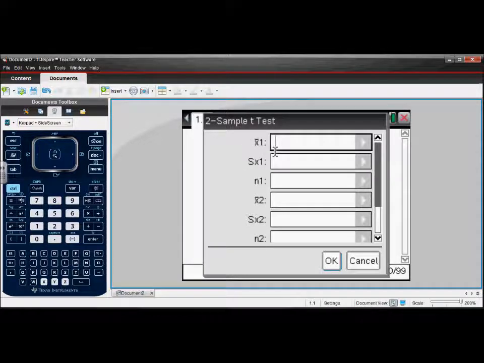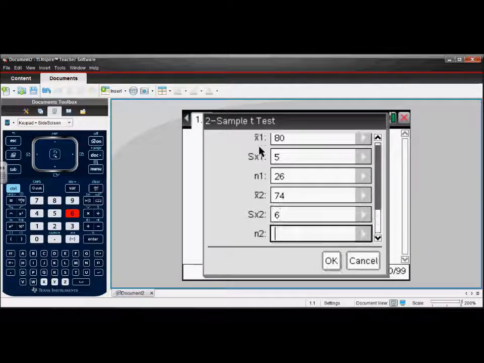So in the problem, the average beats per minute for a smoker was 80. The standard deviation was 5. And the sample size was 26. For non-smokers, it was 74. The standard deviation was 6. And the sample size was 32.